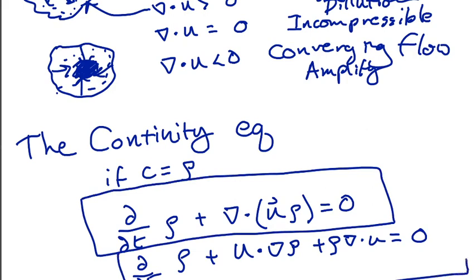This is the second equation that we need in our system of equations to solve our Euler momentum equation coupled with scalar variables. We have the Euler momentum equation, which is a vector equation, and we have the continuity equation, which is a scalar equation. We almost have enough now to solve our system.